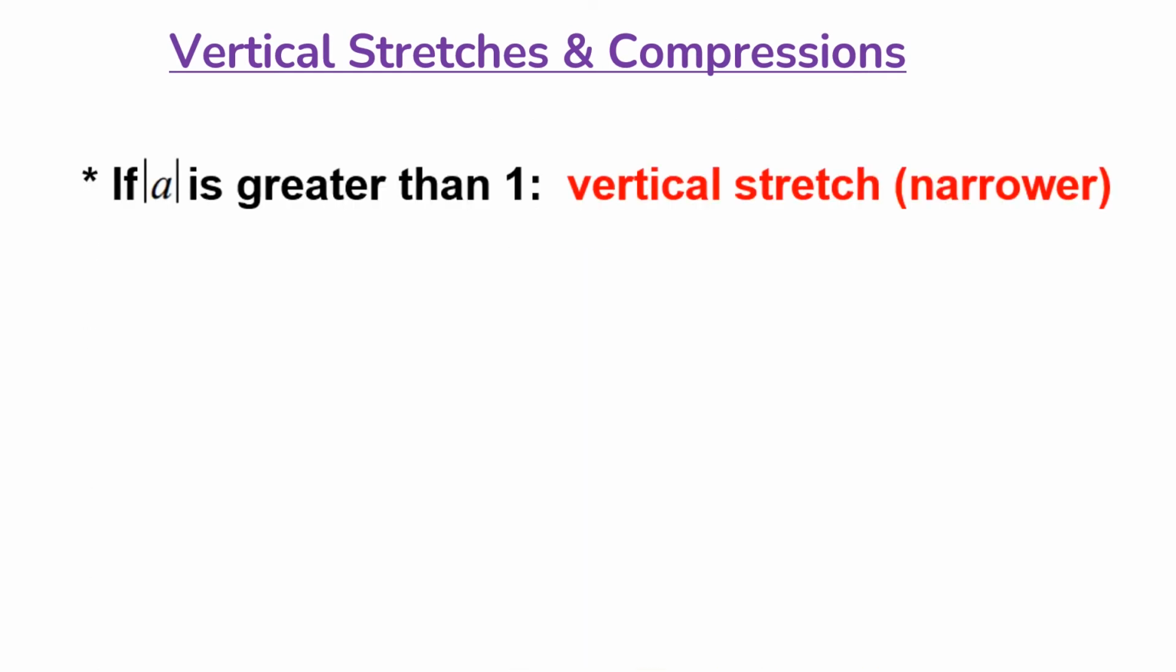Now we're looking at vertical stretches and compressions. If the absolute value of a is greater than 1, then it is a vertical stretch, meaning the graph will get more narrow, or narrower. An example here would be if we have our a here, it's -2, but remember it's the absolute value, so we're just looking at the 2. That is greater than 1, so this graph will actually be narrower than the parent function.